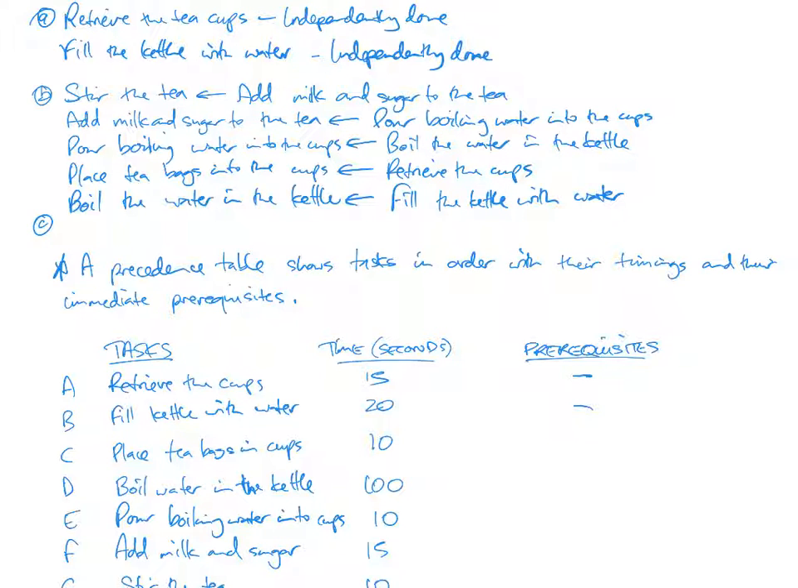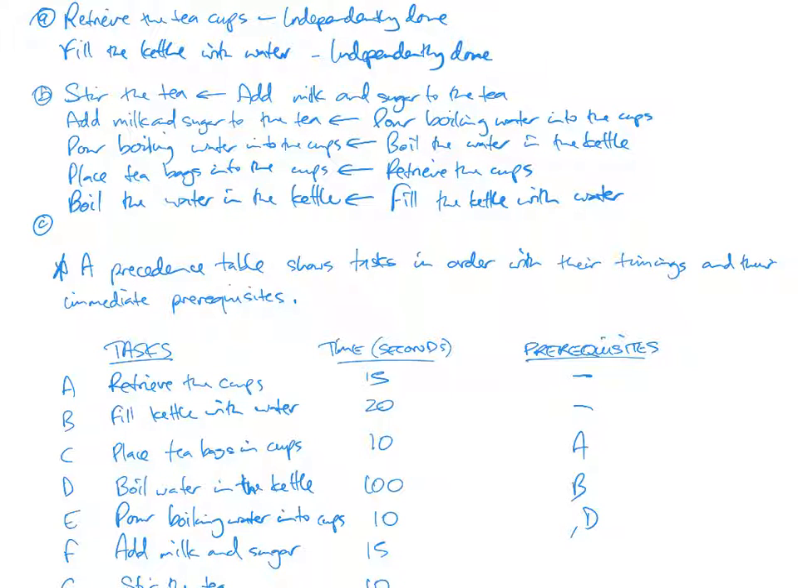So the prerequisite of C was A. What's the prerequisite of boiling water in the tea kettle? Well, filling the kettle with water, so the prerequisite of that is B. E, pour boiling water into the cups. Well, to pour boiling water in the cups, I need to have boiled water in the kettle first, so the prerequisite of that is D.